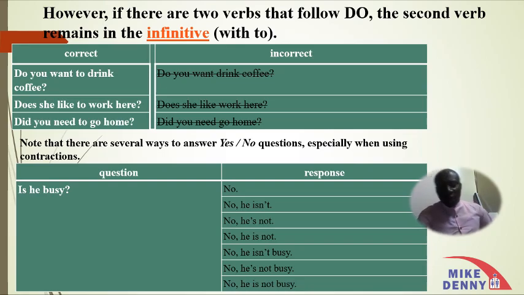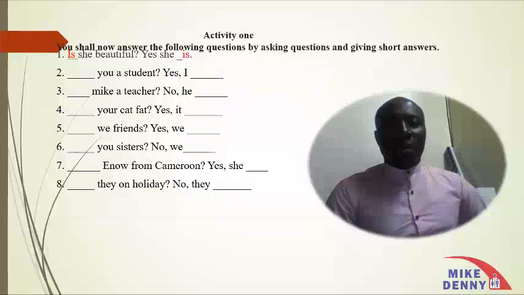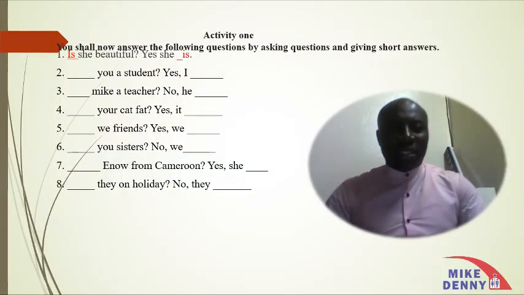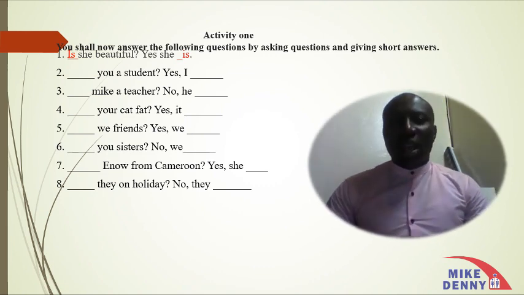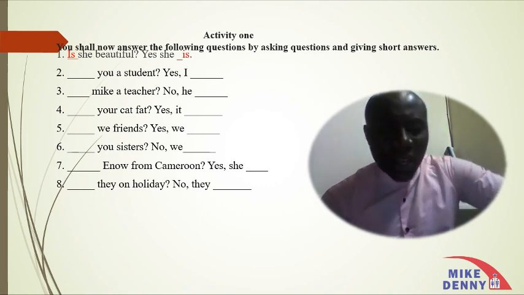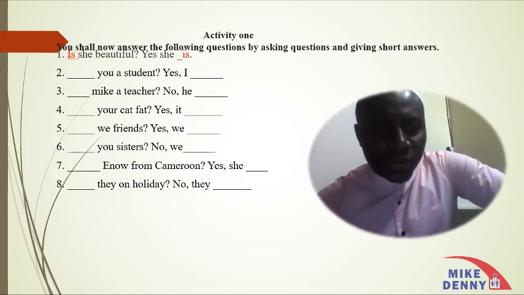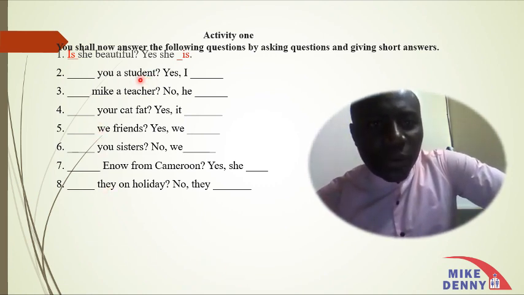We now want to try our hands by taking on this activity. You should now answer the following questions by asking questions and giving short responses. Example 1 has been done for you. Is she beautiful? Yes, she is.